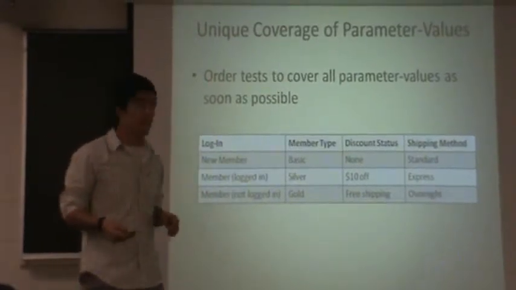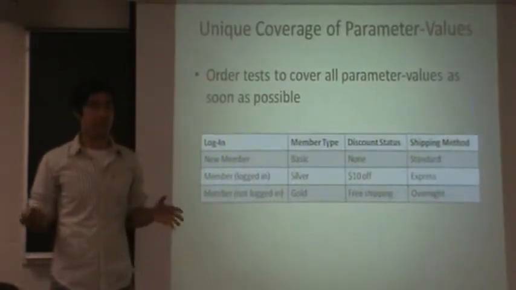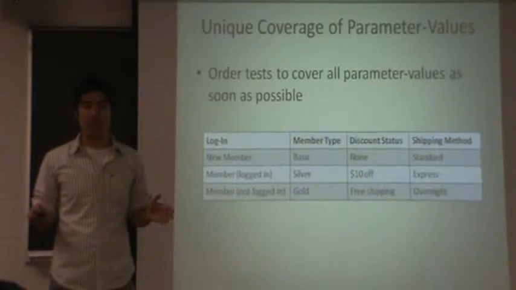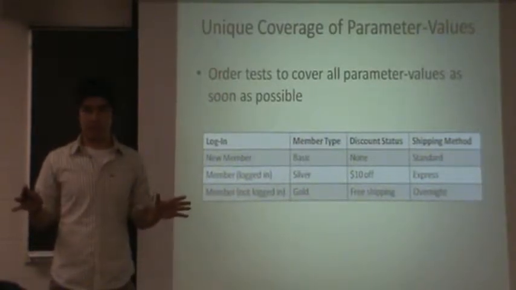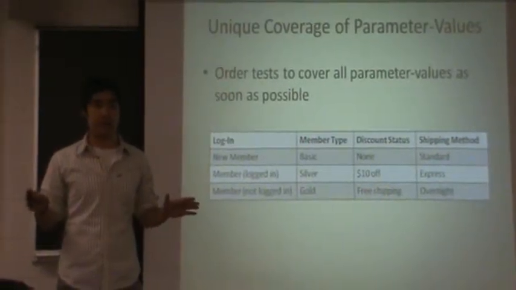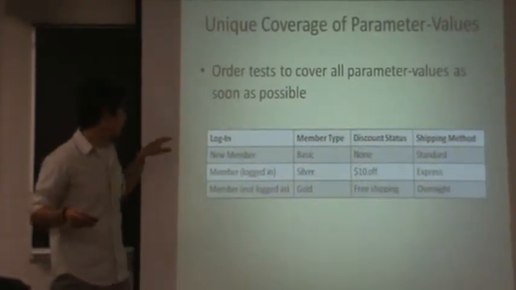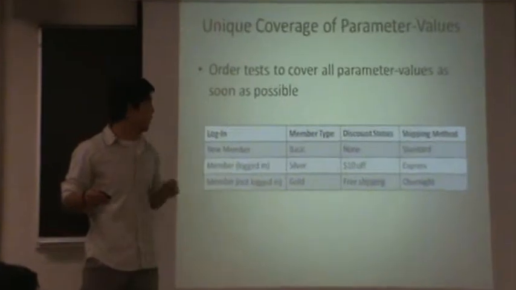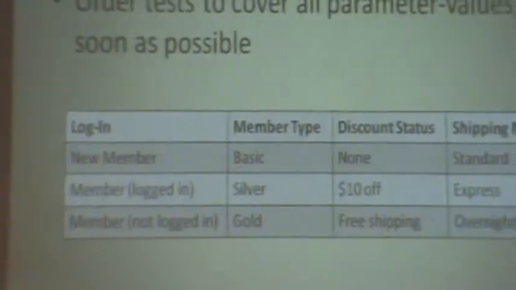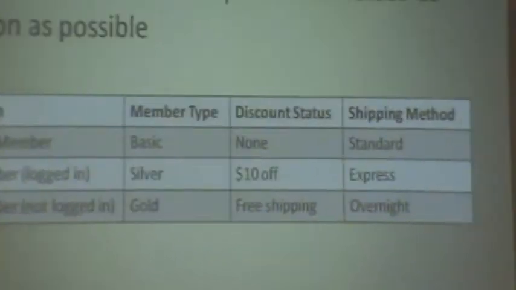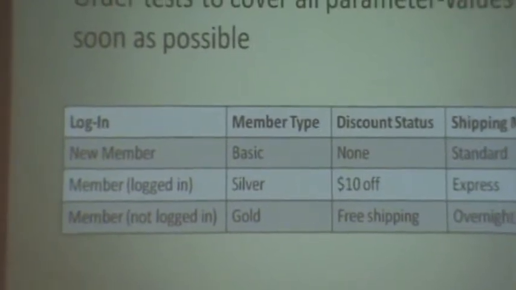When ordering by unique coverage of parameter values, I want to order the test cases so that all parameter values in the test set or in the test suite are covered as quickly as possible. For instance, this is a list of 4 parameters: login, member type, discount status, and shipping method. And they can each take on one of 3 values. These are the values that they can take on.